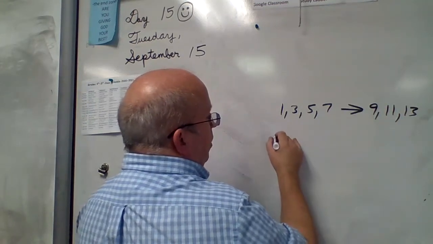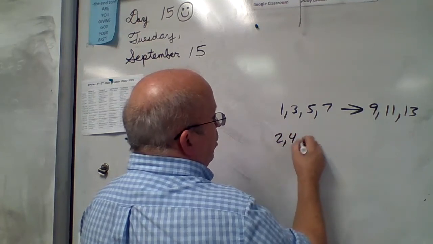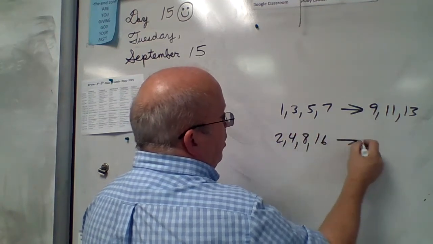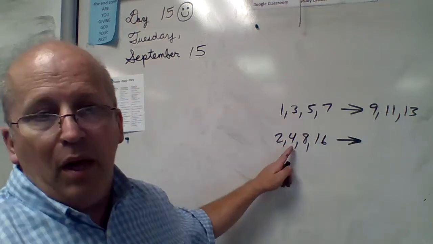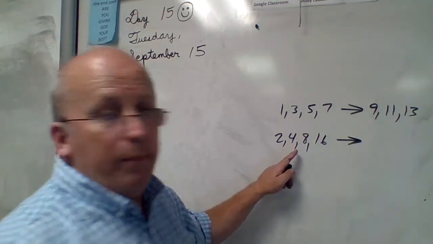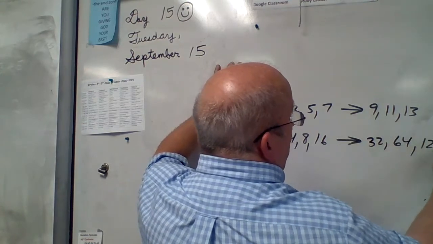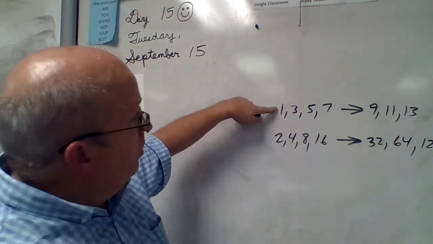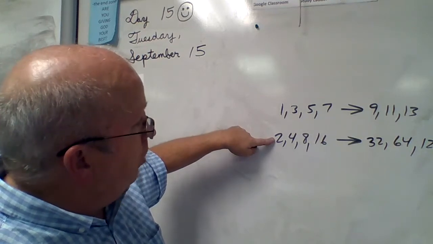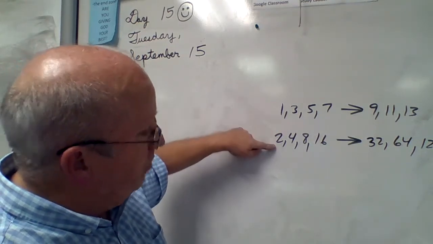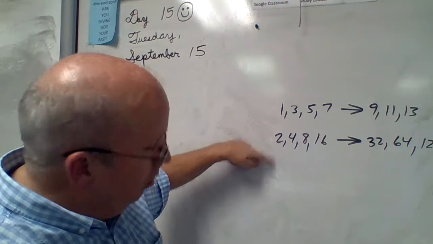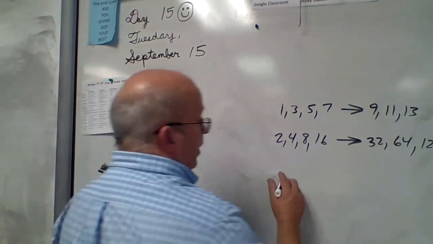What about this one? 2, 4, 8, 16. That's a multiplication pattern. We're multiplying by 2 each time. So the next numbers in the pattern would be 32, 64, and 128. This is arithmetic. This is geometric because it's multiplying. Arithmetic, geometric. What would be an example of a neither pattern?